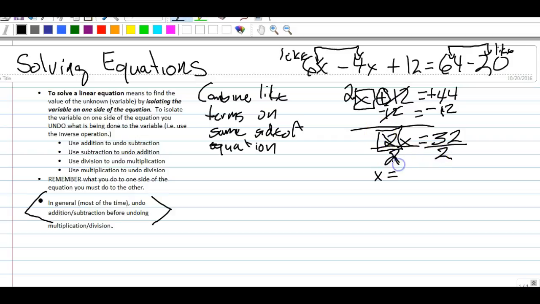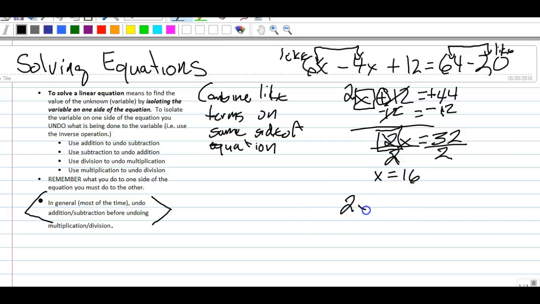2 divided by 2 is 1. 1 times x is x, or positive 1 times x. That's what I want. I want the coefficient for x to be positive 1. Not minus 1, but positive 1. 32 divided by 2 is 16. So x is equal to 16.